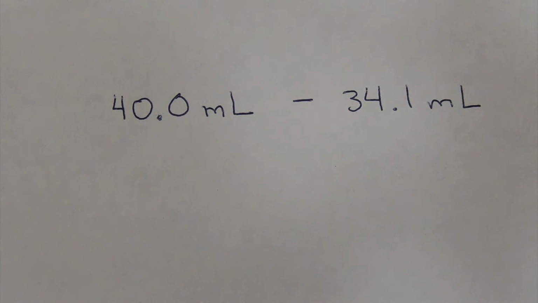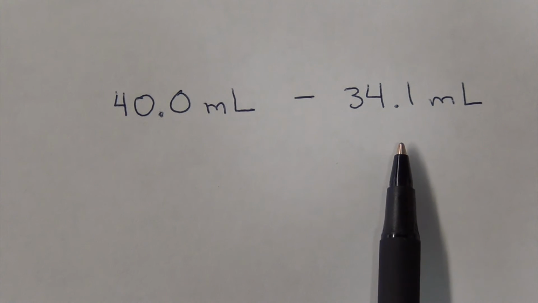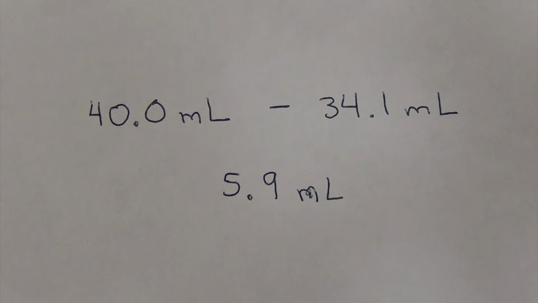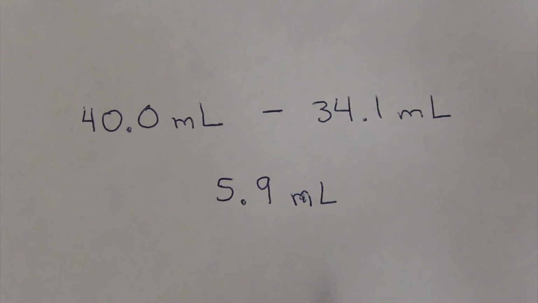In order to find out how much volume of water was displaced by the object, I take my final volume of 40 milliliters and subtract my initial volume of 34.1 milliliters. So the volume of water displaced by the object was 5.9 milliliters.